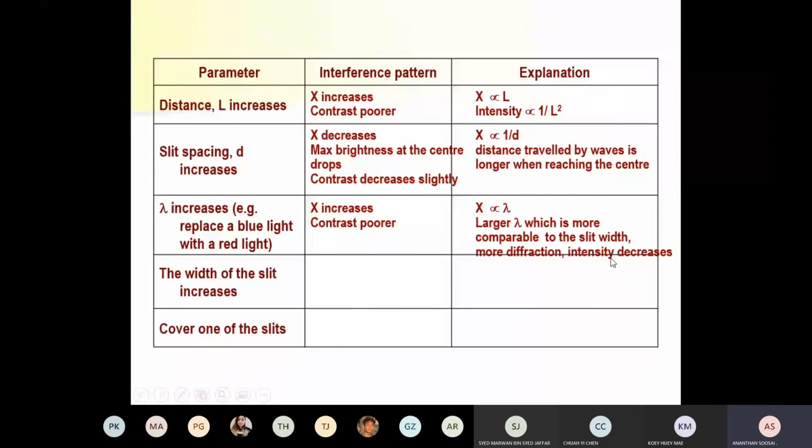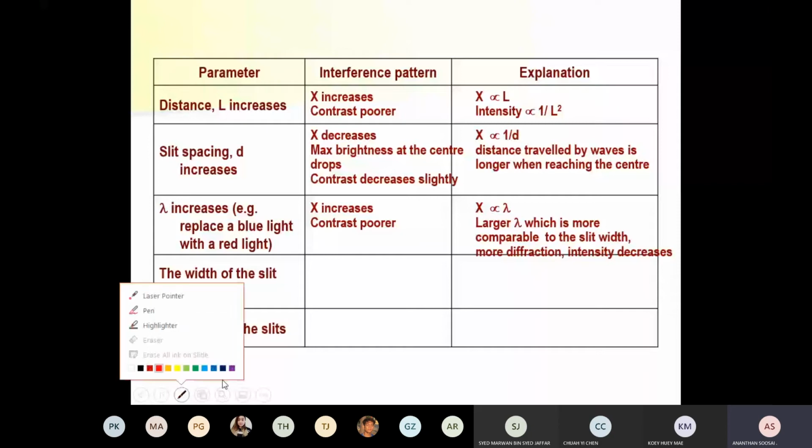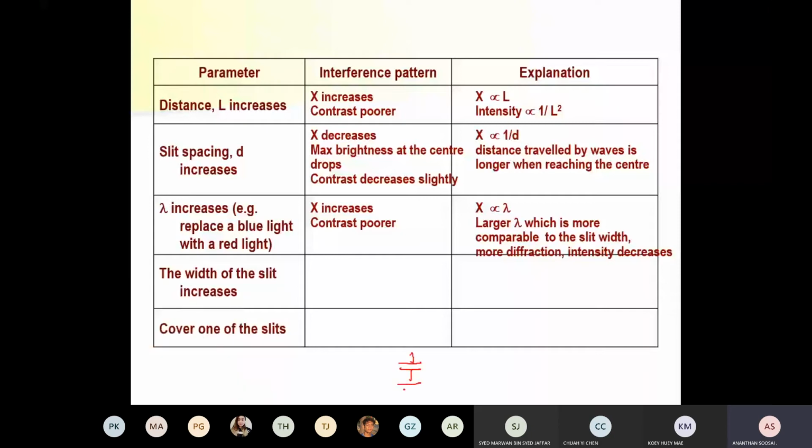Okay, the fourth factor: the width of the slit increases. What is meant by the width of the slit increases? Let me draw here. Let's say this is your double slit. The A, let's say, is 2 centimeters. Now they increase the width. This is your width, the W.